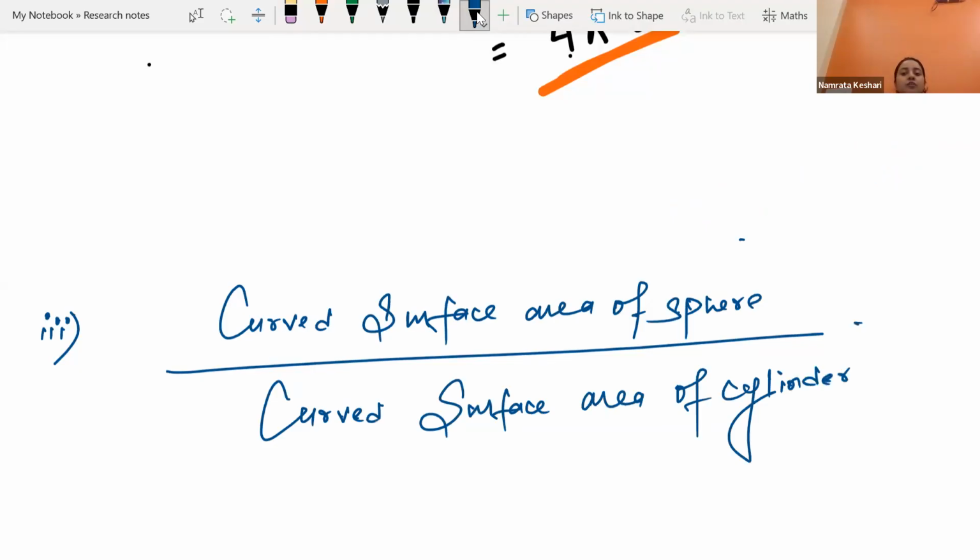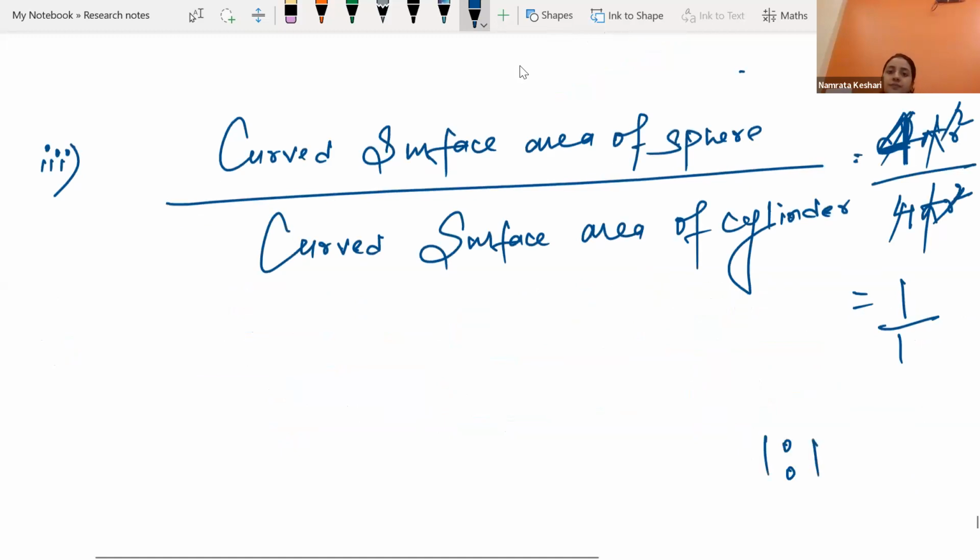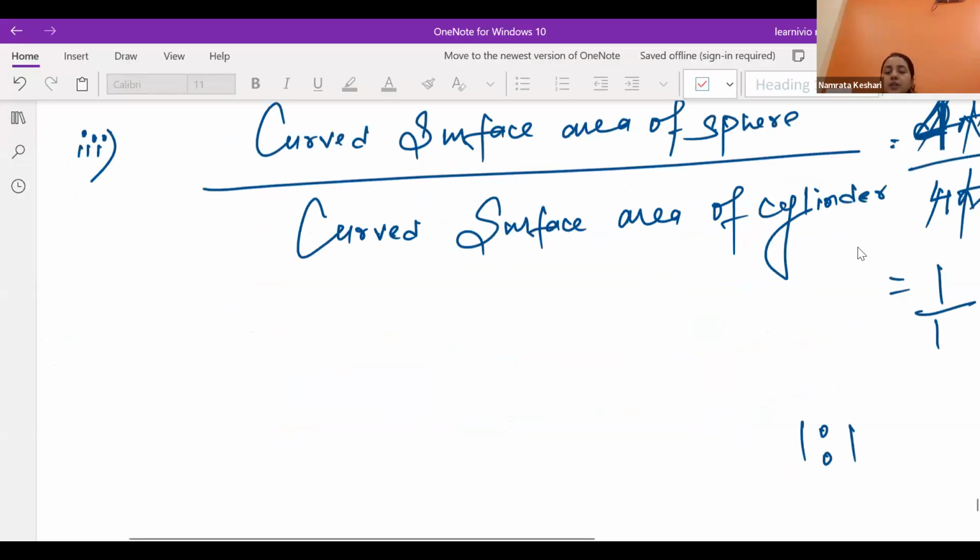For a sphere we used the formula 4 pi r square. We just wrote the formula and were done. For the cylinder we found it and realized that it is also 4 pi r square. So what will be the ratio? Everything will cancel out and the ratio will be 1 by 1 or 1 is to 1. Are you getting it? Yes, ma'am. So this is how we find the ratio between the curved surface area of the sphere over the curved surface area of the cylinder. Is it crystal clear to all of you? We are done with this one. Now we'll be starting the discussion.